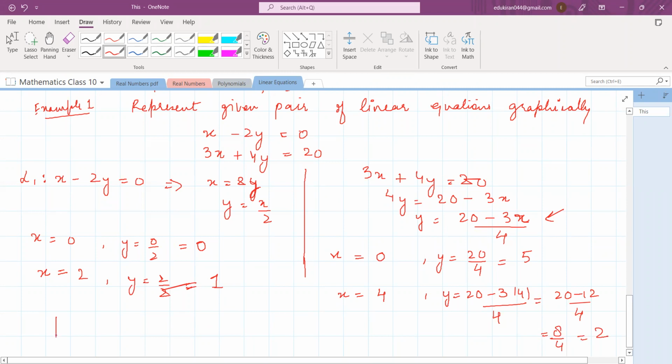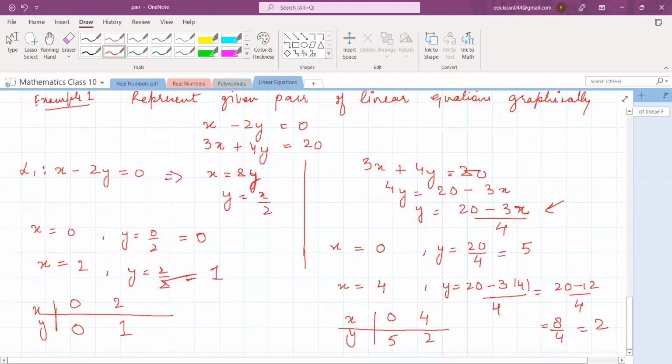So here my points are x and y. When x is 0, y is 0. When x is 2, y is 1. And similarly here, when x is 0, y is 5. When x is 4, y is 2. Understood? Yes, ma'am. Okay, let us plot them on a graph.